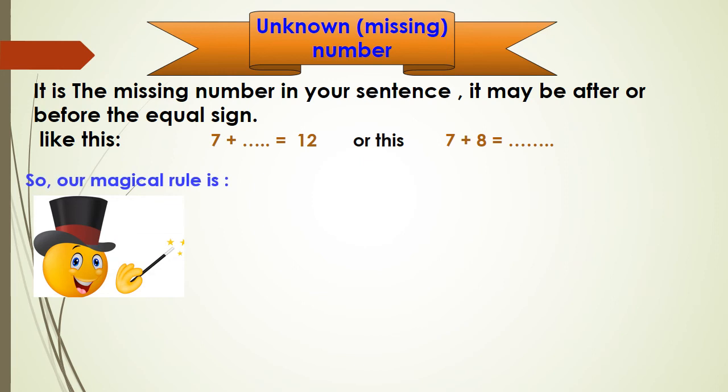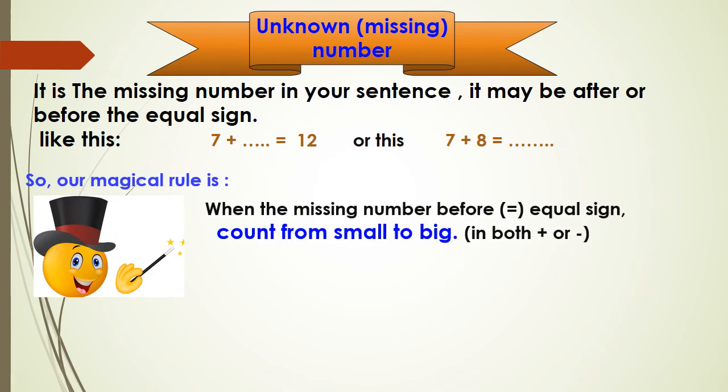Our magical rule is, when the missing number is before the equal sign, we count from small to big. In both plus or minus. Plus or minus are the same. We count from small to big.